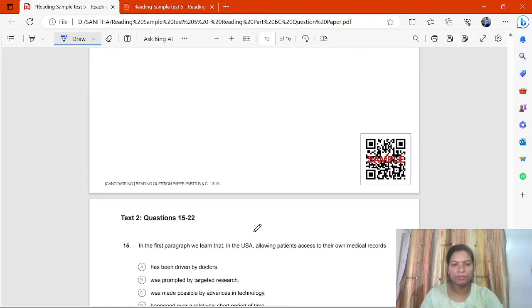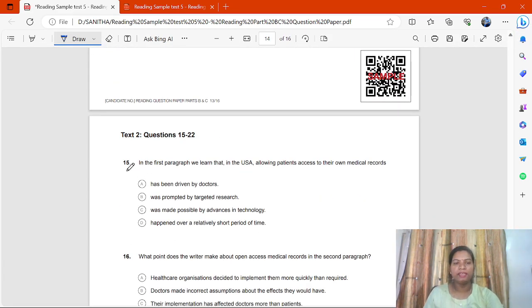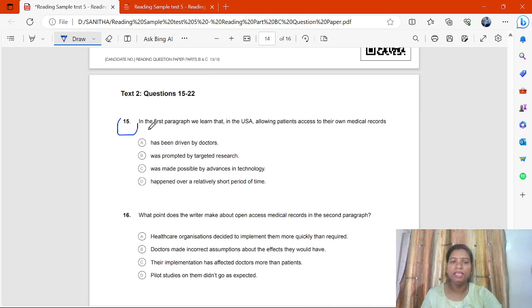Then you come to the questions. From here, the 15th question, we are discussing the questions from the 15th. In the first paragraph, we are going to find the answer. We learned that in the USA, allowing patients access to their own medical records. These are the points: allowing patients access to their own medical records.